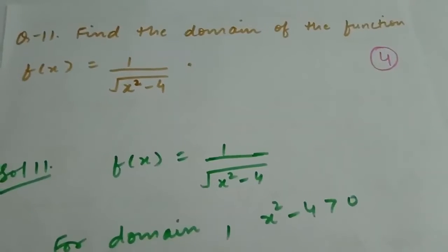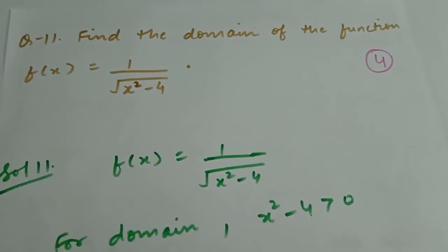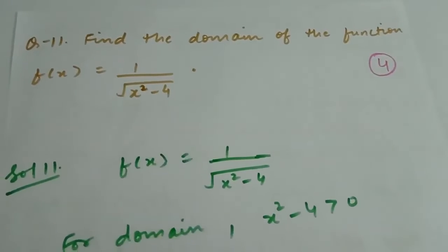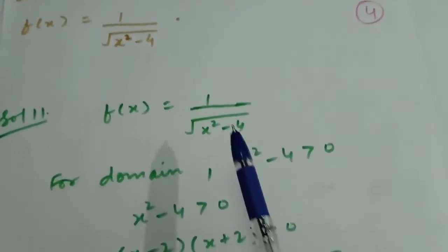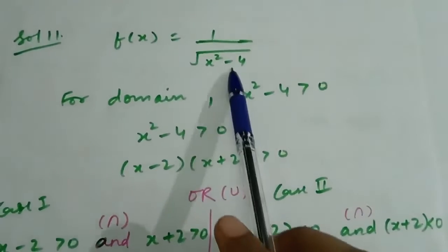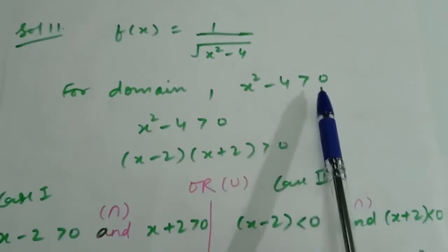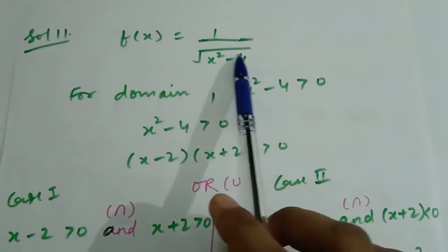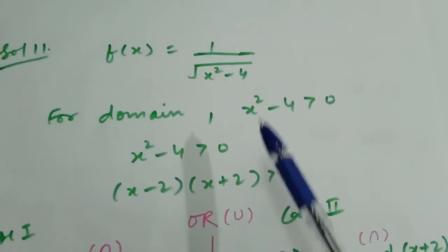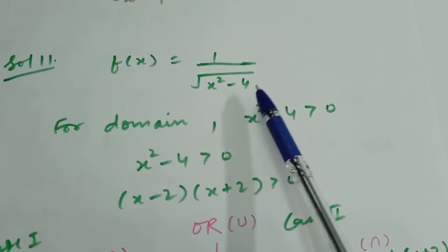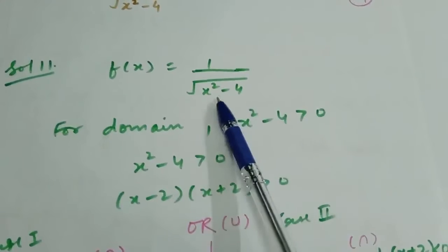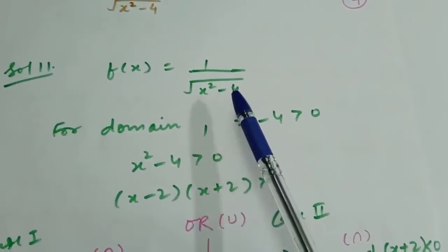Question number 11th, find the domain of the function f(x) is equal to 1 upon root x square minus 4. We have to find the domain of this function. So for domain, we know that x square minus 4, because it is in the denominator, it cannot be equal to 0. Also this is the term inside the root, therefore x square minus 4 will be positive. So x square minus 4 will be greater than 0. Equality we will not take because the term is in the denominator.